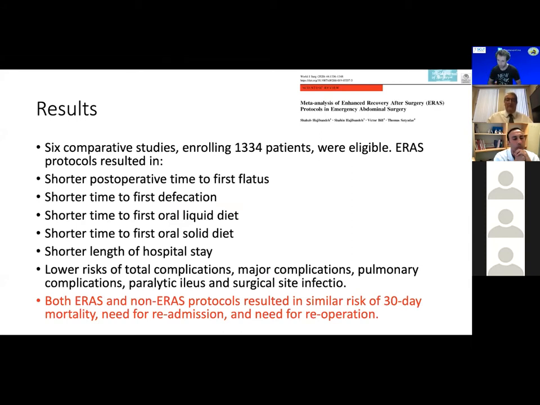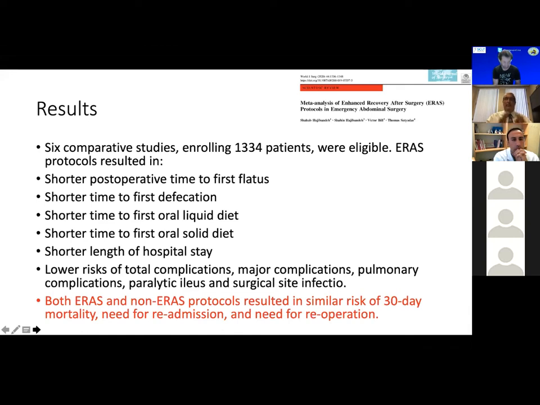Now, there is a lower risk of total complications, major complications, pulmonary complications, ileus, and surgical site infection, and those are important outcomes. Unfortunately, with or without ERAS, none of the 6 studies were able to demonstrate a significant decrease in 30-day mortality, need for readmission, and need for reoperation, which are really, really important outcome measures. So again, some evidence that this will work, but not a lot of evidence that this will really affect what's important for surgeons and for patients, which is 30-day mortality or 60 or 90-day mortality, need for readmission, and need for reoperation.